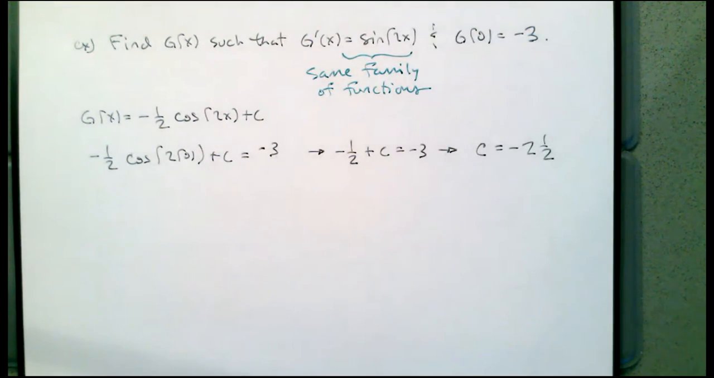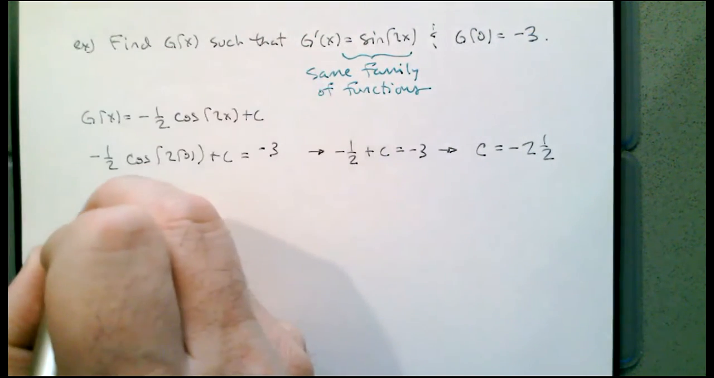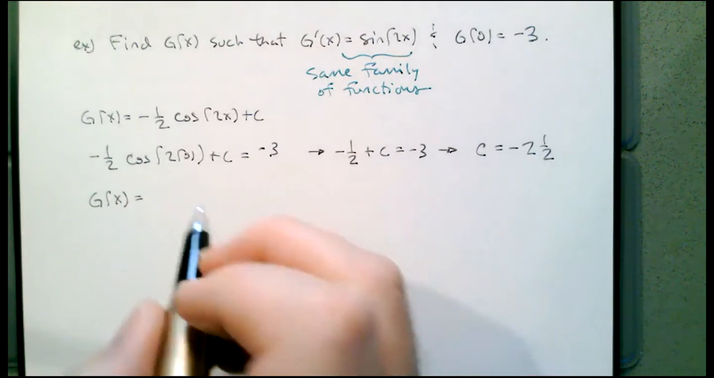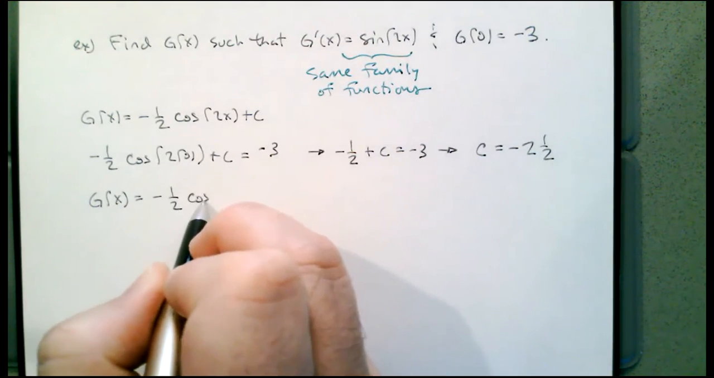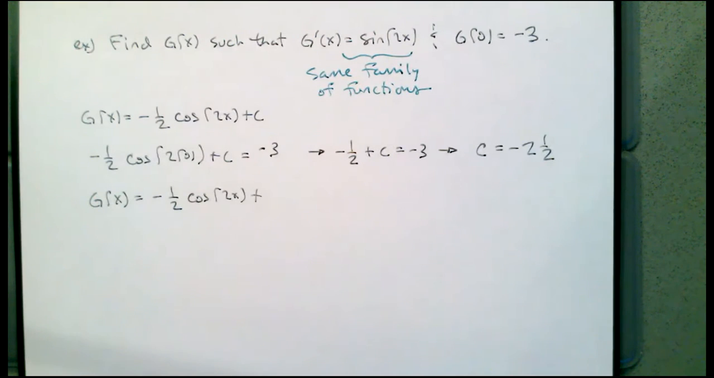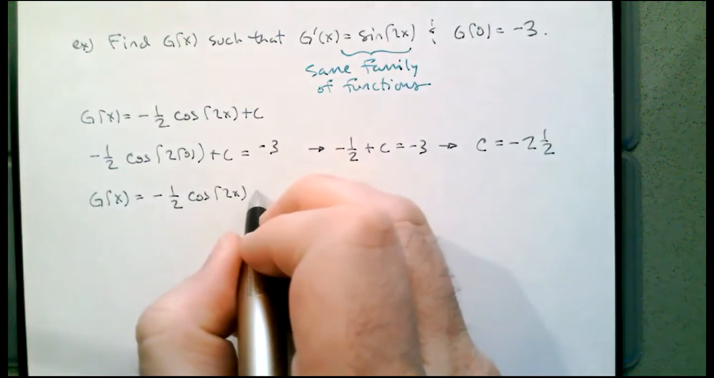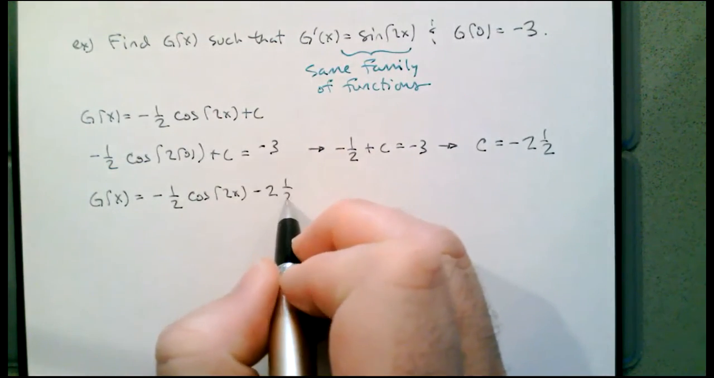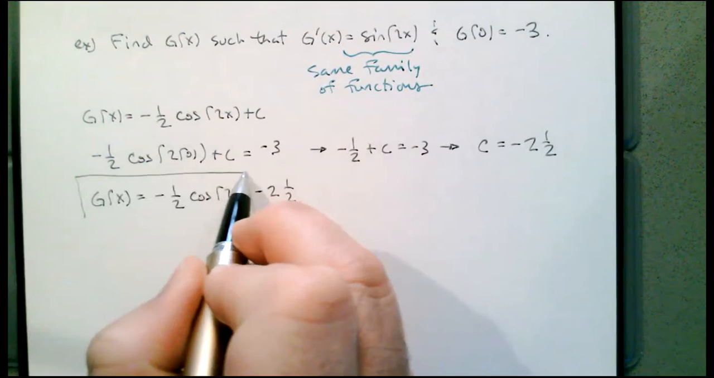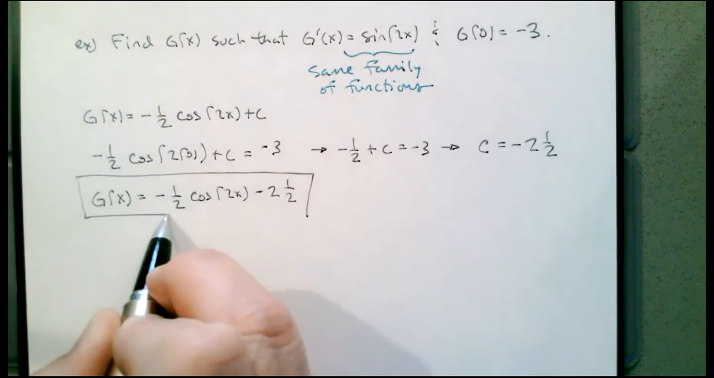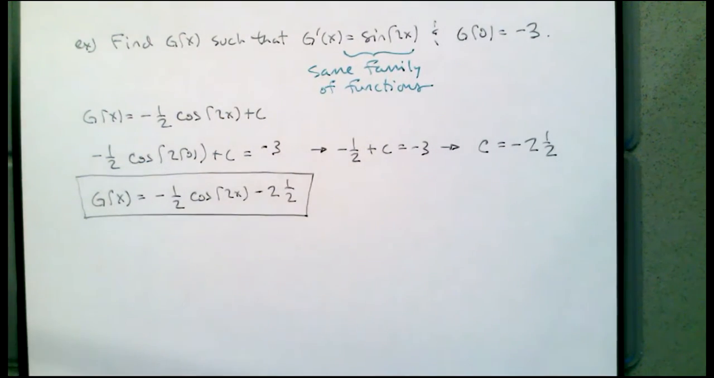So the function we're looking for in this example is in the same family as the previous example, negative 1/2 times the cosine of 2x plus some constant, but in this case, the constant is -2.5. Any questions?